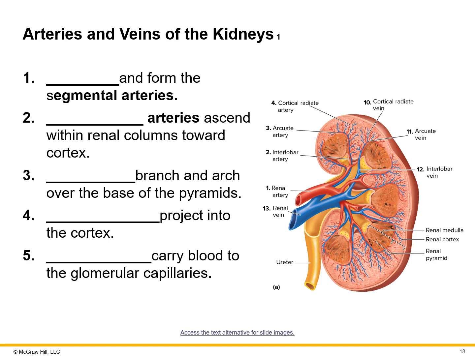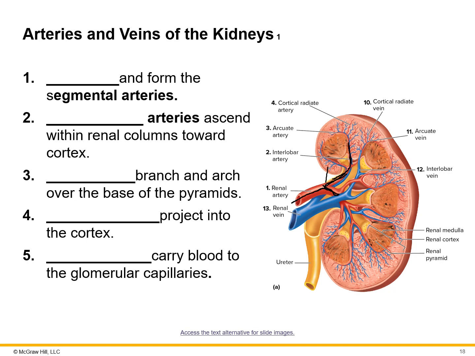So here you can see the hilum right here, and you're going to have your abdominal aorta, which is going to branch off and become the renal artery. So we're going to start right here at the renal artery. The renal artery is going to go in through the hilum, and it is going to split into segmental arteries. So these two right here are segmental arteries. Segmental arteries are further going to split, and they're going to go down the sides of the pyramid.